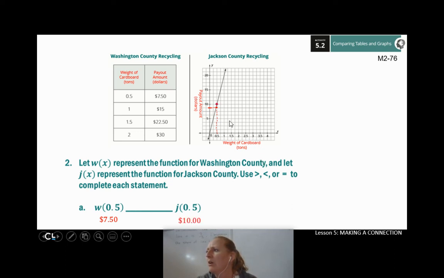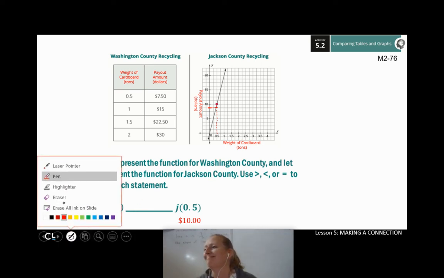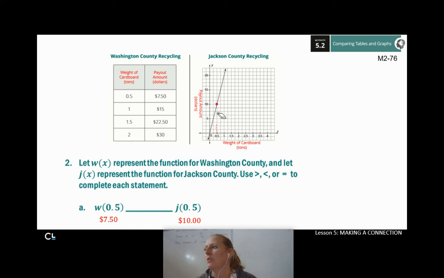I think I figured out, because Miss Scott can't count right. It's not hard to figure out if you can count right. I didn't go up straight very well, did I? I'm going to try that again. So if I go straight up, which I should have done originally, it hits right here, which you can see is $10 there. It helps if I actually follow the line. So if I input 0.5, I get an output of $10. Hey, Jackson County pays more than Washington County. So I'm going to say that W of 0.5 is less than J of 0.5. Fair enough.